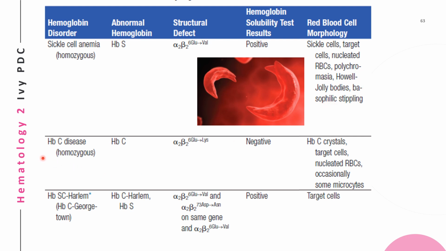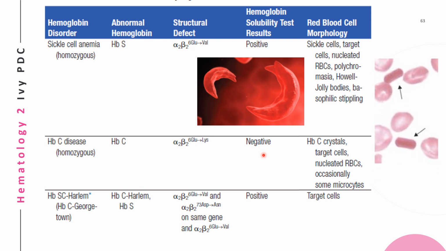While in hemoglobin C disease, the abnormal hemoglobin present is hemoglobin C, and glutamic acid is once again in the sixth position replaced by, but this time lysine, giving a negative solubility test. The hallmark for identification would be the hemoglobin C crystals found in the peripheral smears. Other cells seen would also be target cells, nucleated red blood cells, and occasionally some microcytes.